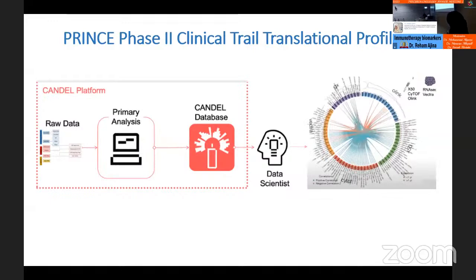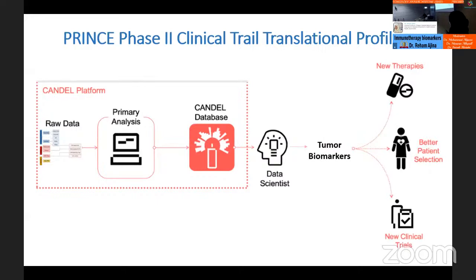So they took all that raw data, processed the data, stored them in the Candle database. And then with the help of bioinformaticians, they were able to integrate all these very complex multi-omics data to identify tumor biomarkers that can help them identify new therapies, better patient selection, and new clinical trials.